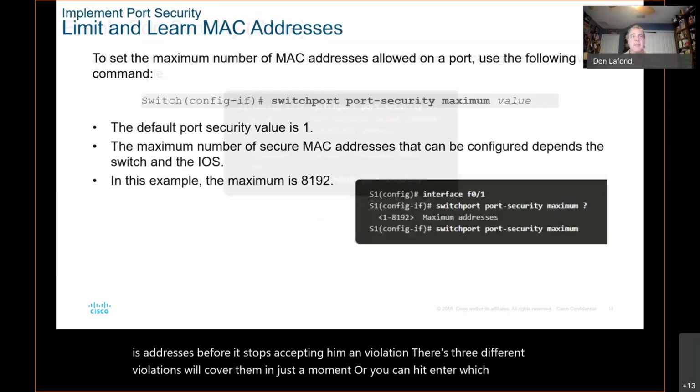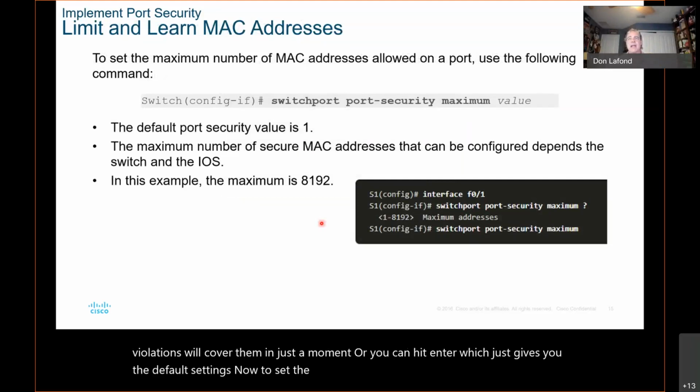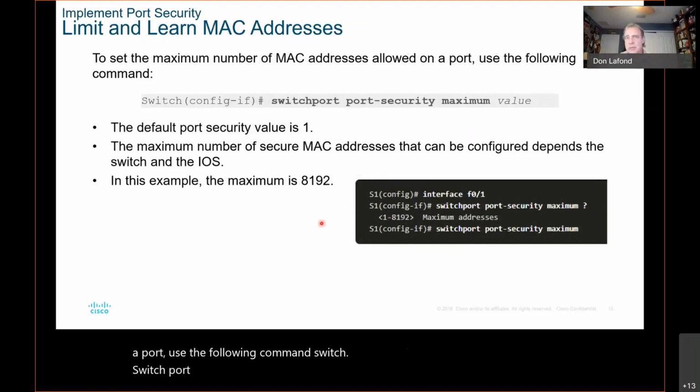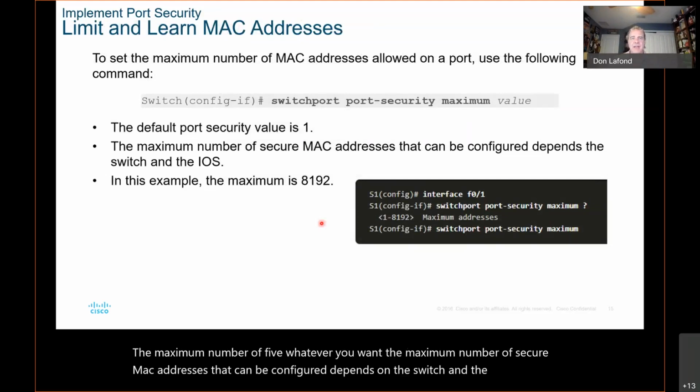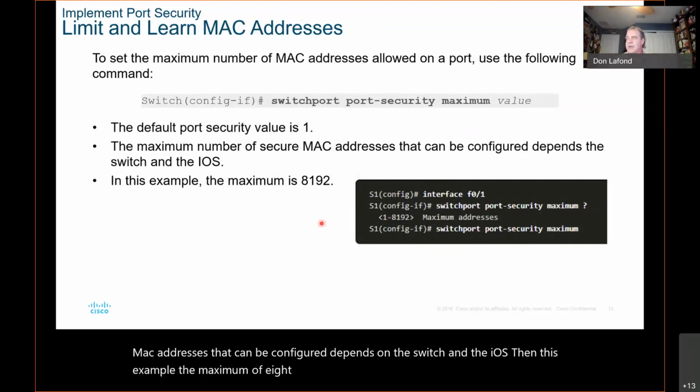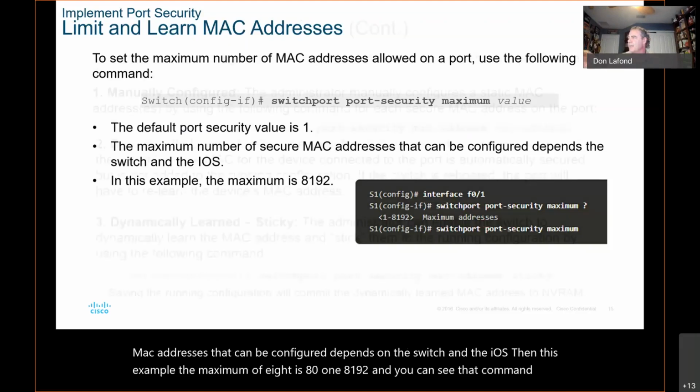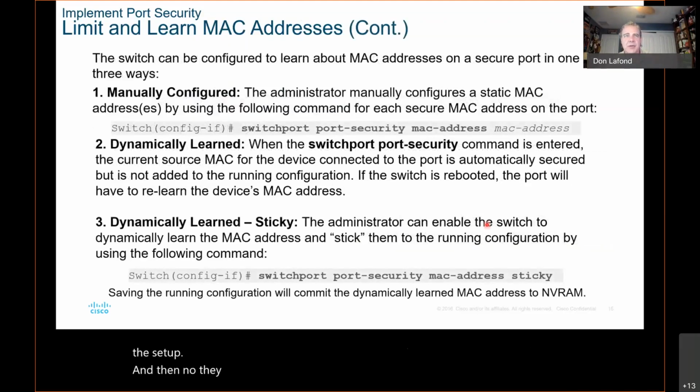Or you can hit enter, which just gives you the default settings. Now, to set the maximum number of MAC addresses allowed on a port, use the following command in interface configuration mode: switchport port-security maximum, and then whatever that number is. The default is 1, you can set it to 3, to 5, whatever you want. The maximum number of secure MAC addresses that can be configured depends on the switch and the IOS. In this example, the maximum is 8,192, and you can see that command here. They don't show it, but it's pretty simple, just enter a number.